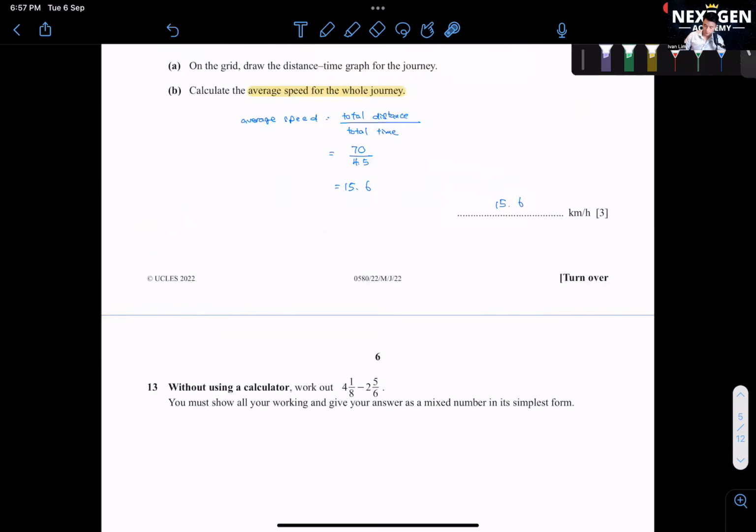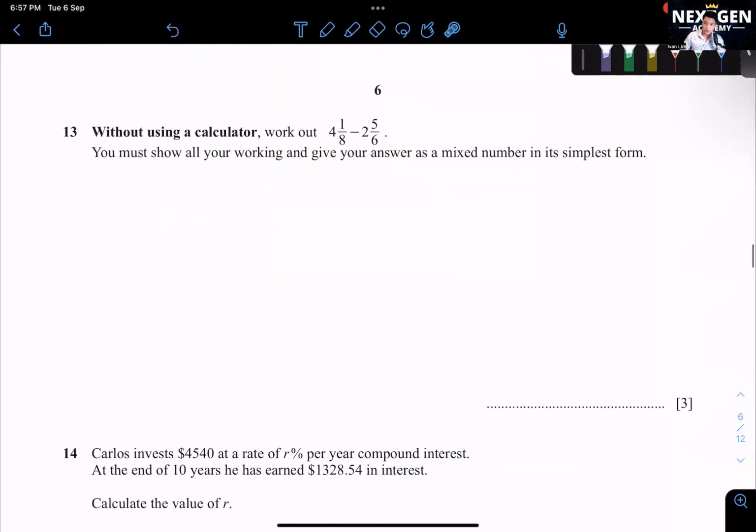All right, next one. Question 13. Without using a calculator, work out 4 and 1/8 minus 2 and 5/6. You must show all your working and give your answer as a mixed number in its simplest form.